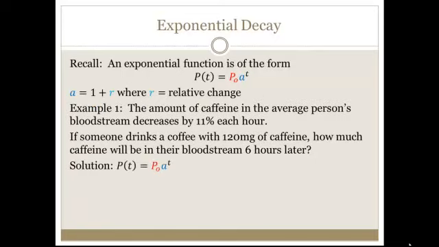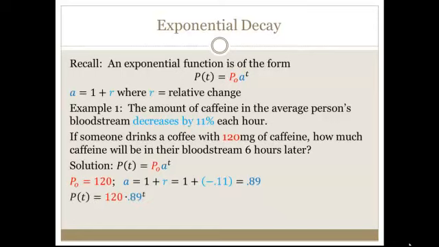To solve this, we'll use the model p of t equals p naught times a to the t, where p naught is the original amount of caffeine, which is 120. a is given by 1 plus r, where r is negative 11%, because we're decreasing by 11%. So a equals 0.89. Another way of thinking about this is after 1 hour, only 89% remains.